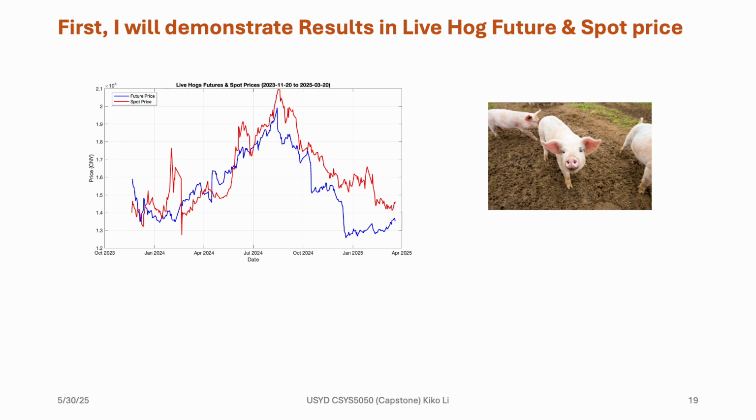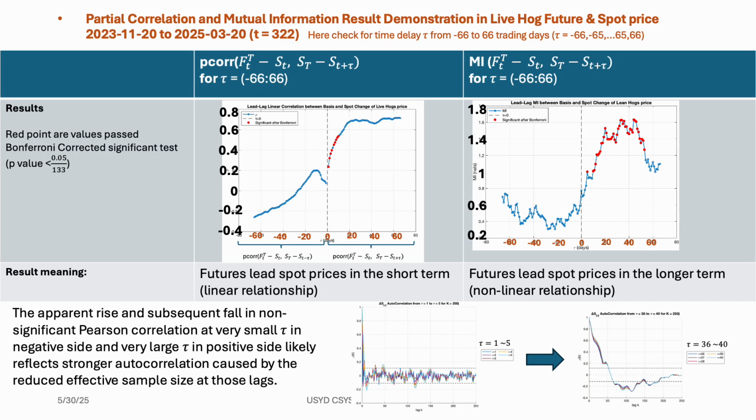First, I will demonstrate the results for Lean Hog future and spot price. Those are the results of Lean Hog future and the spot price. Here, I checked time delay tau from negative 66 to positive 66 trading days. Therefore, our Bonferroni corrected threshold should be 0.05 divided by 133 if we choose 0.05 as the significance level.